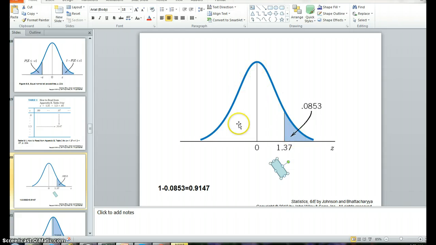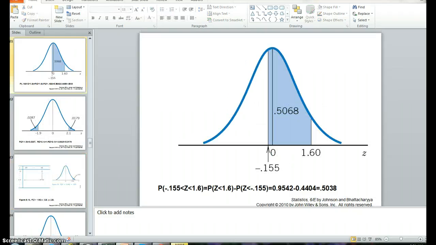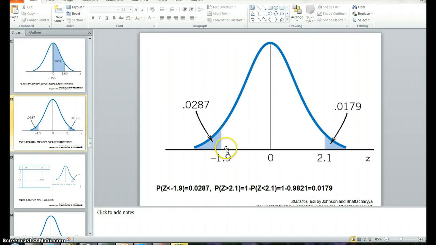But if the left hand side value is given, suppose I tell you the left hand side is 0.9147, then you don't have to do this part. So let's look at another one. For example, like this one, let me hide this value. Suppose we don't know this value, and we know that the area under the curve is 0.0287. How do we find out the z-value?